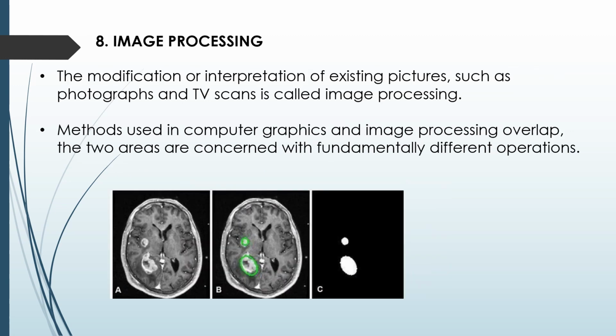Next, image processing. The modification or interpretation of existing pictures, such as photographs and TV scans, is called image processing. Methods used in computer graphics and image processing overlap, but the two areas are concerned with fundamentally different operations. Image processing methods are used to improve picture quality, analyze images, or recognize visual patterns for robotic applications. Image processing methods are often used in computer graphics, and computer graphics methods are frequently applied in image processing. Medical applications also make extensive use of image processing techniques for picture enhancement in tomography and in simulation and surgical operation. It is also used in computed X-ray tomography, positron emission tomography, and computed axial tomography.